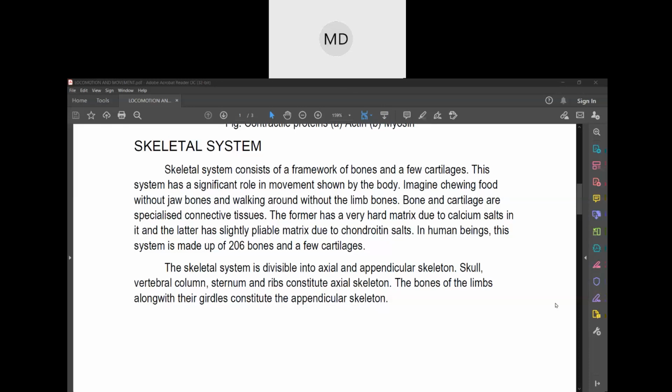Okay. So we left at skeletal system, right? Last class. Skeletal system. So we talked about the. Please let me know, okay, if my voice is not clear.